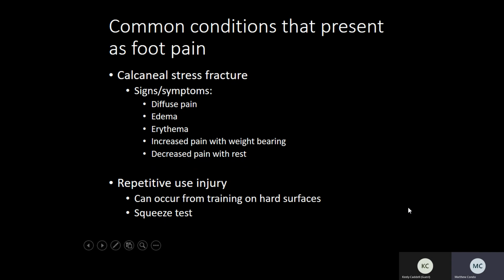Watch out for stress fractures. Stress fractures of the calcaneus happen a lot actually, and it gets commonly misdiagnosed or underdiagnosed, I should say. Same thing. Okay, a lot of those same signs and symptoms. Pain, edema, redness, swelling, all that great stuff. Hurts worse when I put weight on it, hurts less when I don't.